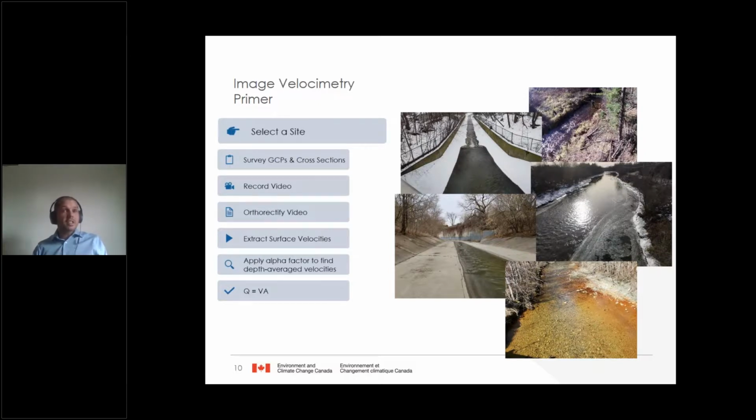So the first is to select a site. Really, you can select any site that has a stream flowing through it. These are some of the test stations that Water Survey is testing out. We've done some concrete channels and then also natural sites. As a general rule of thumb, if you take a video and you can't see particles moving on the water or the surface texture, you can't see the water flowing, then it's not a good candidate for image velocimetry.